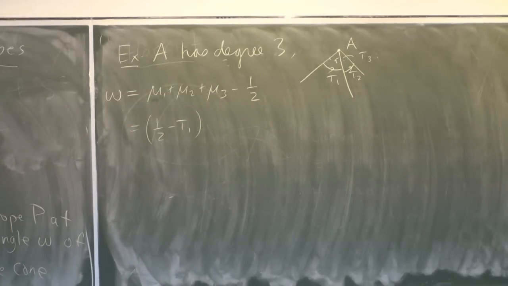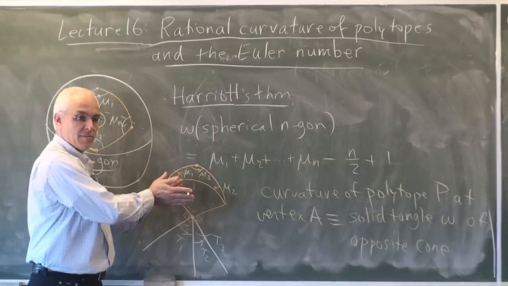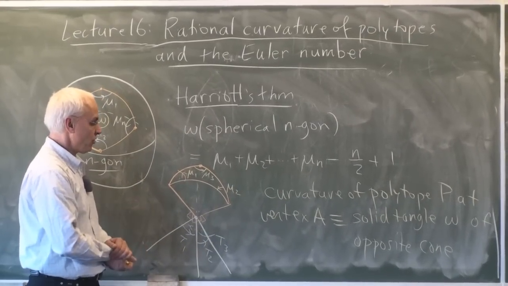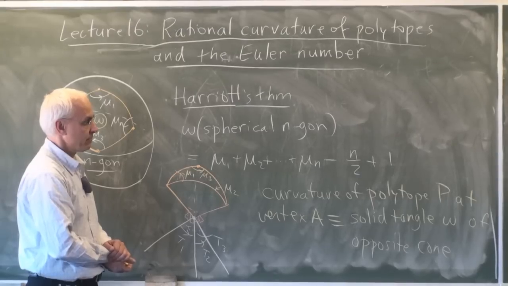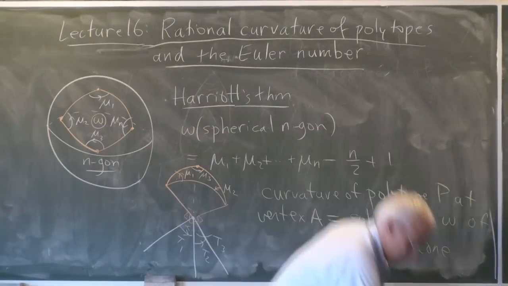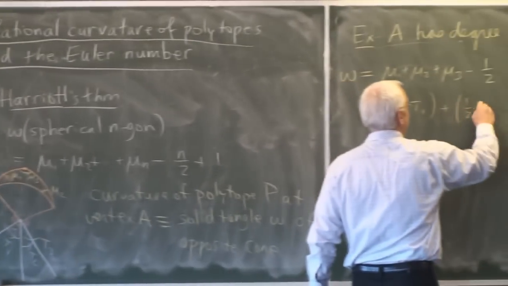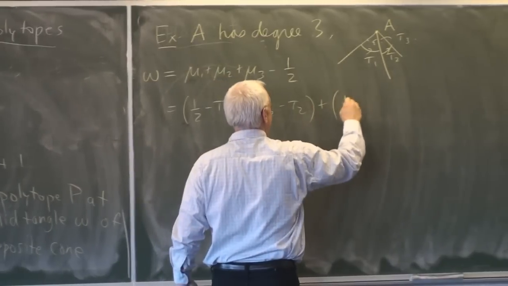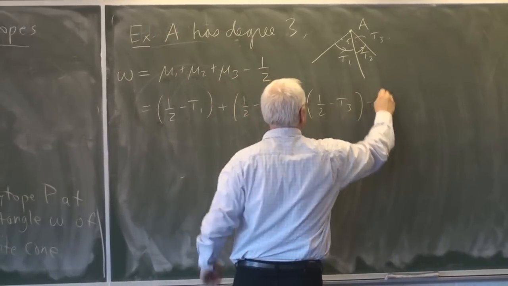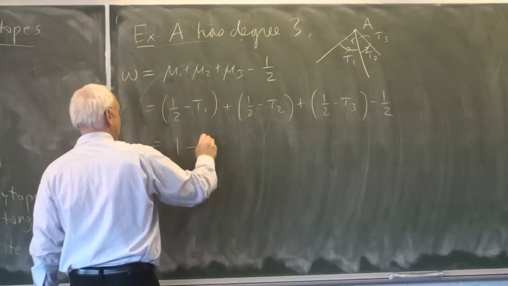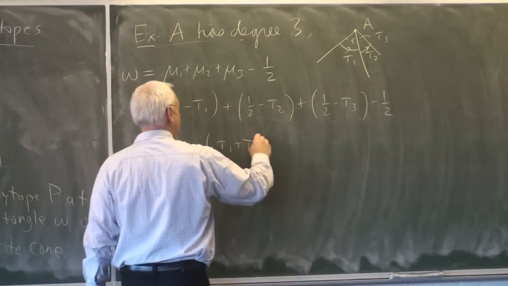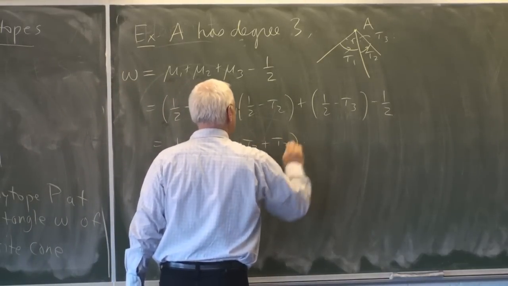That's because the angle between two edges here is complementary to the angle between the perpendicular faces, so they add up to 1/2. So we had 1/2 minus tau 1 for mu1, plus 1/2 minus tau 2 for mu2, and 1/2 minus tau 3 for mu3. And when we subtracted 1/2, we got this fundamental formula, 1 minus tau 1 plus tau 2 plus tau 3.